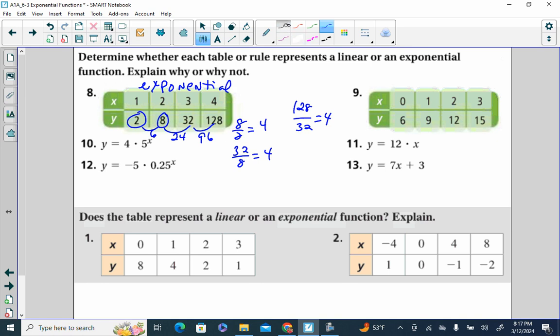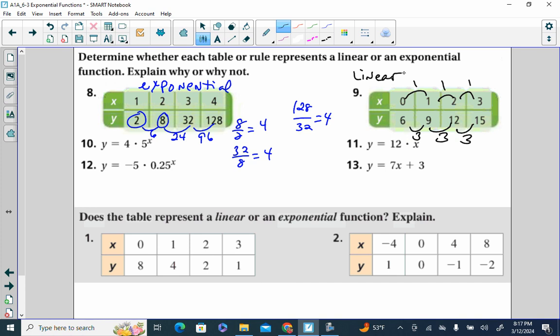We look at example 9. From 6 to 9, that's a difference of 3. Difference of 3, difference of 3. And the x differences are 1, 1, and 1. So we know that the ratio is constant, 3 to 1. So this would be linear.